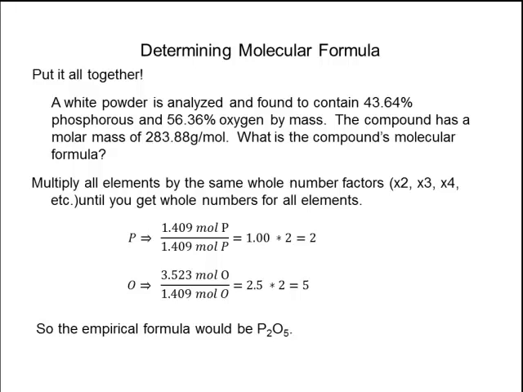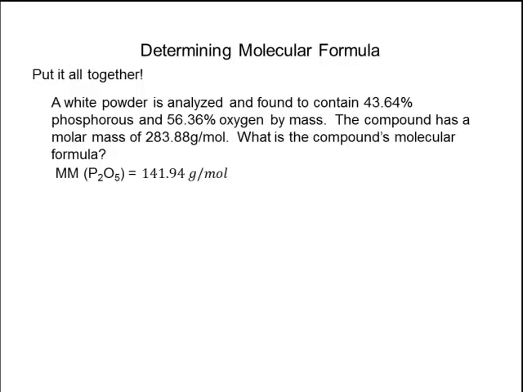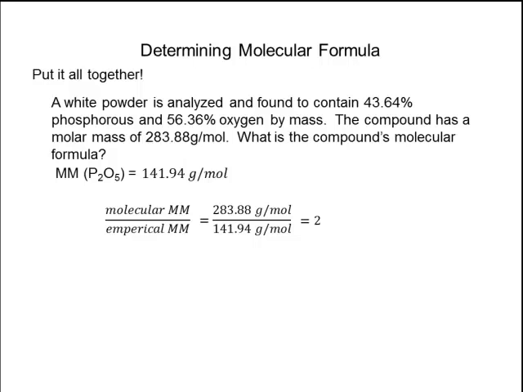So now, once I've got my empirical formula, now I want to determine my molecular formula. So how am I going to determine my molecular formula? Well, I'm going to calculate my molar mass of my empirical formula now. So my empirical formula was P2O5. When I calculate out the molar mass for that, I get 141.94 grams per mole. Then remember, I'm going to take my molecular molar mass divided by my empirical molar mass. So my 283.88 divided by 141.94, it's going to give me 2.